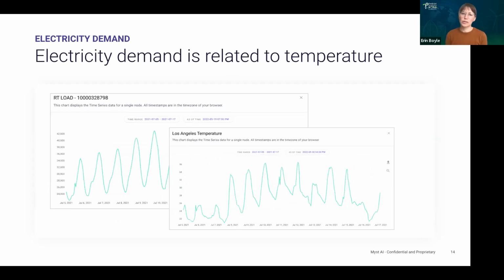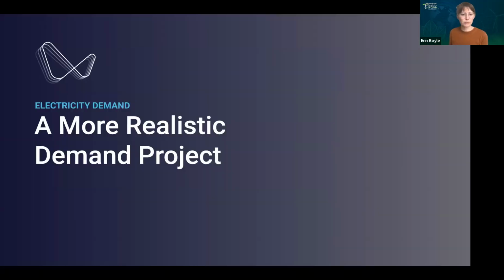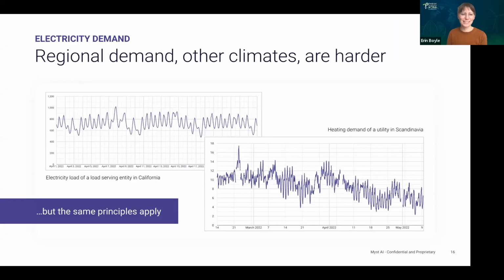And electricity demand is very much related to, I'm showing temperature here, but weather broadly. So there was a heat wave in July 2021, and demand went up with that heat wave. In general, weather is quite predictive. Okay, so you might have seen all those time series and thought, boy, that's a pretty easy problem, and probably it would be. What does a more realistic demand project look like?